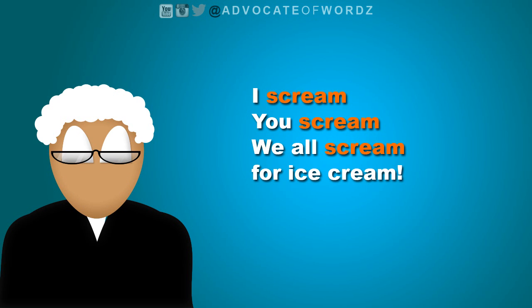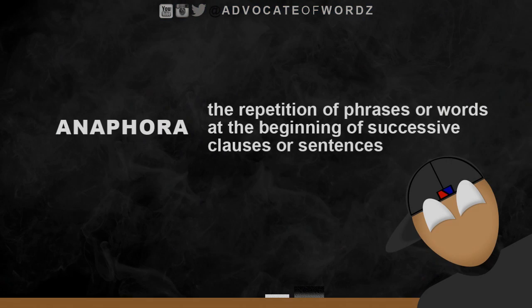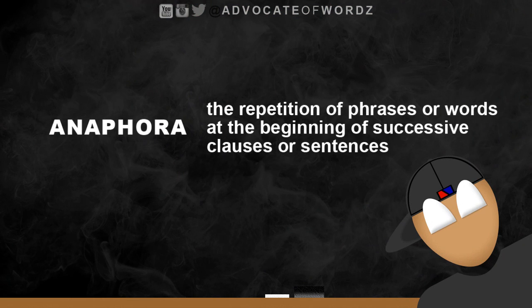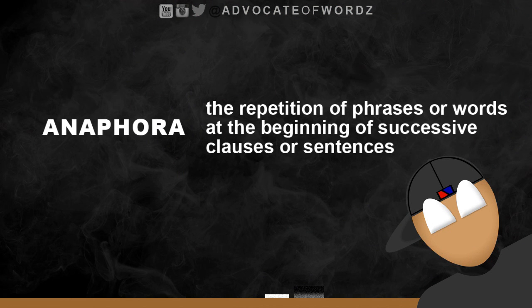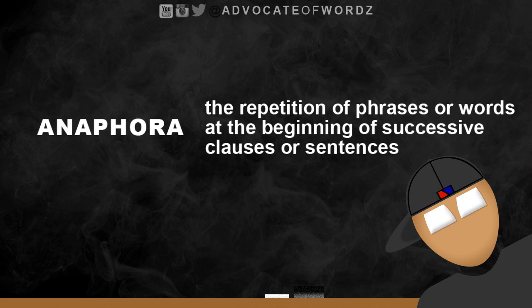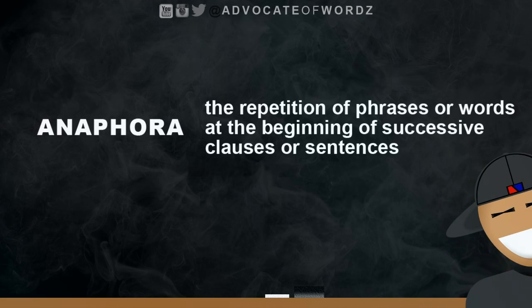Let's get to our next poetic device. An anaphora is the repetition of phrases or words at the beginning of successive clauses or sentences. It is the exact opposite of what an epistrophe is. Here are a couple of examples.